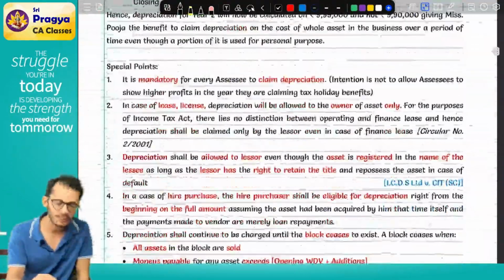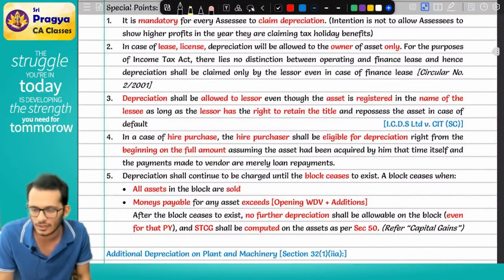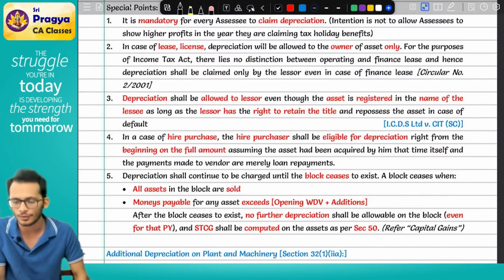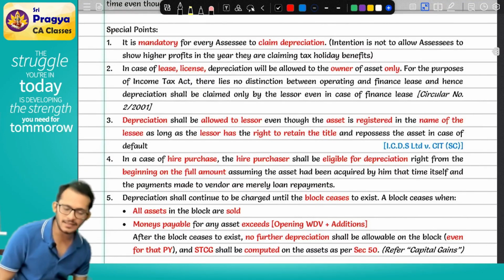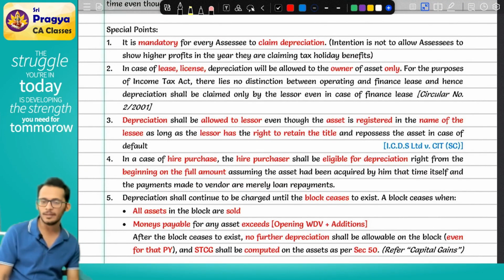There are some rules in this. So let's read these rules. It is not so important from an exam perspective, but it's good to know. Rule number 1 says it is mandatory to claim depreciation.